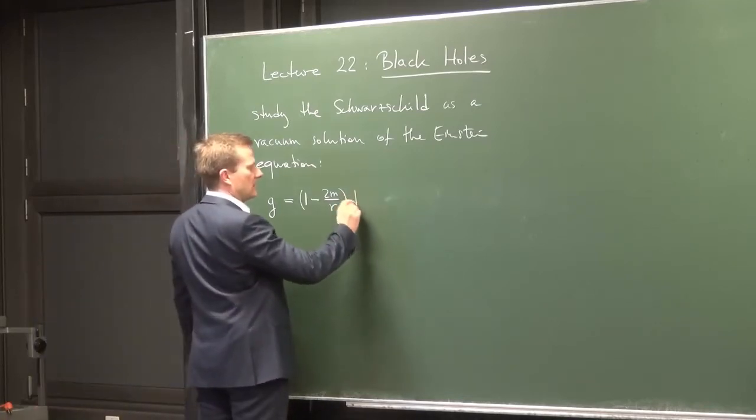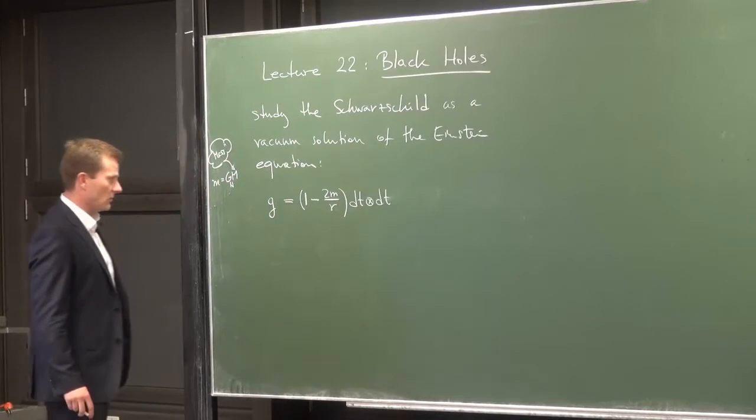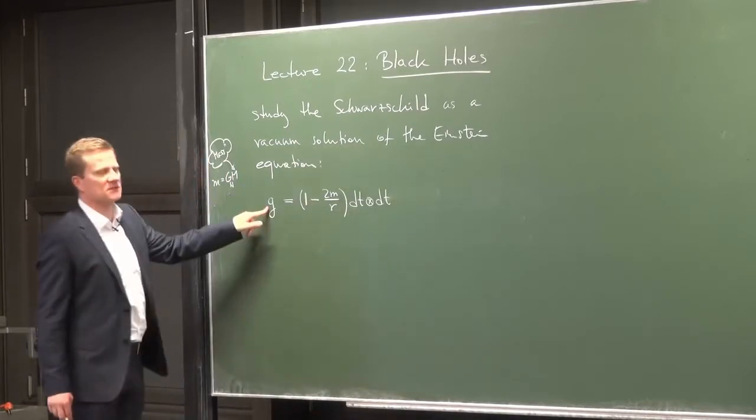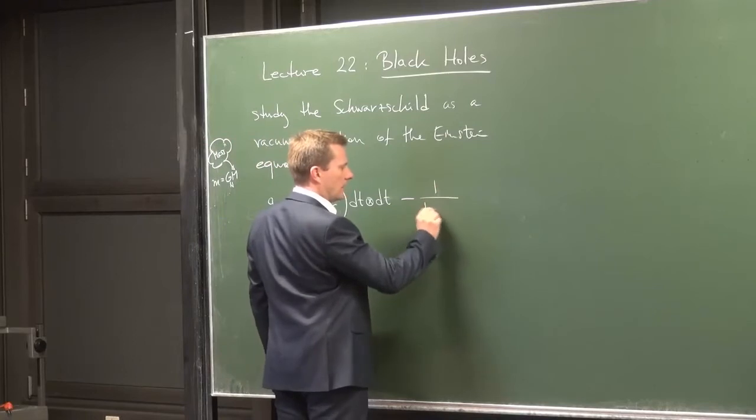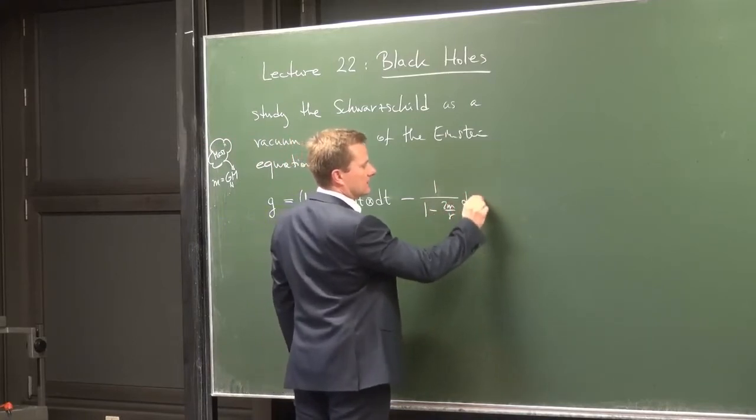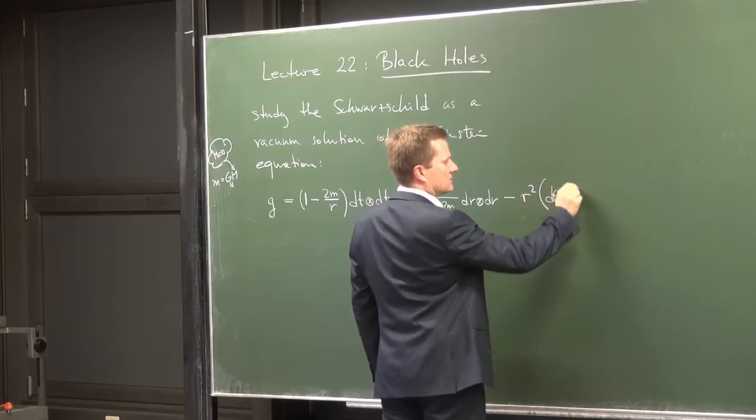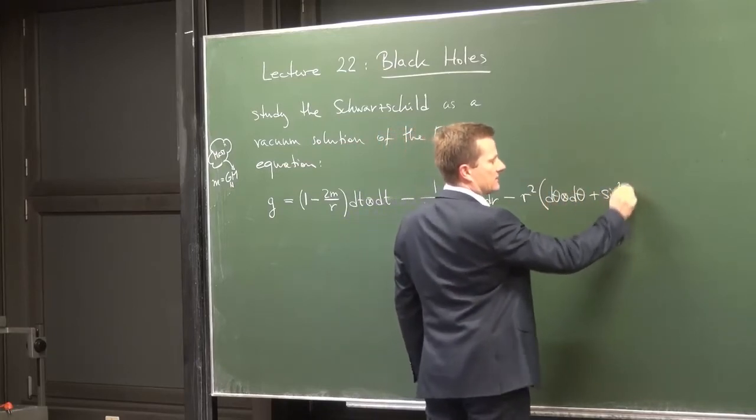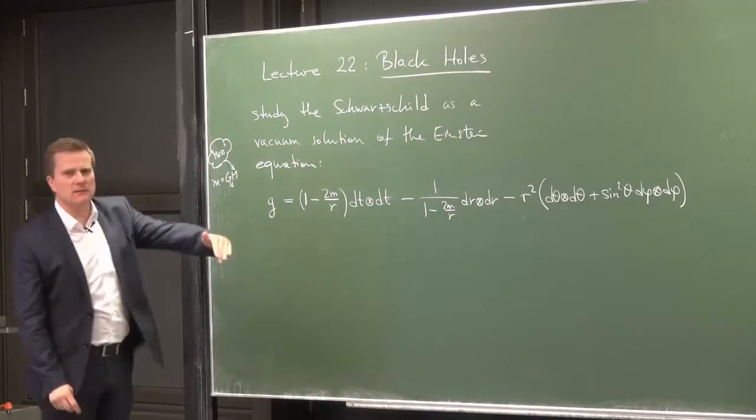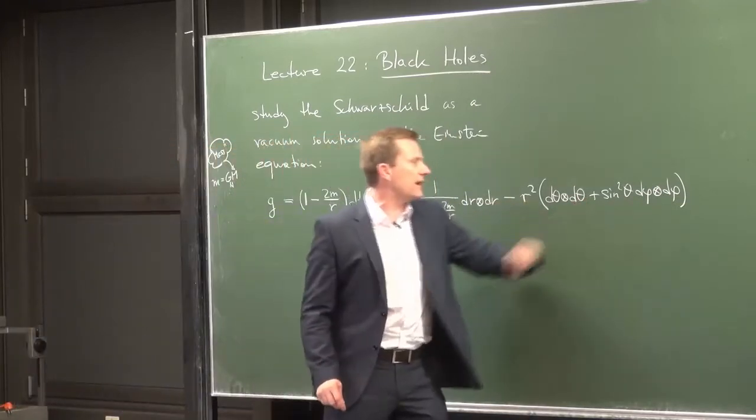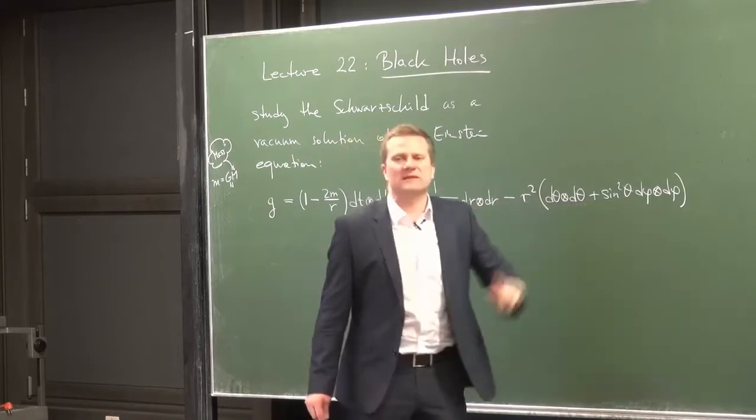You can write it like this: g = (1 − 2m/r) dt ⊗ dt − 1/(1 − 2m/r) dr ⊗ dr − r² (dθ ⊗ dθ + sin²θ dφ ⊗ dφ). In other words, in coordinates where t is one coordinate, it's a diagonal metric in coordinates t, r, theta, phi, where the diagonal entries are this factor, this one, minus r squared and minus r squared sine squared theta.